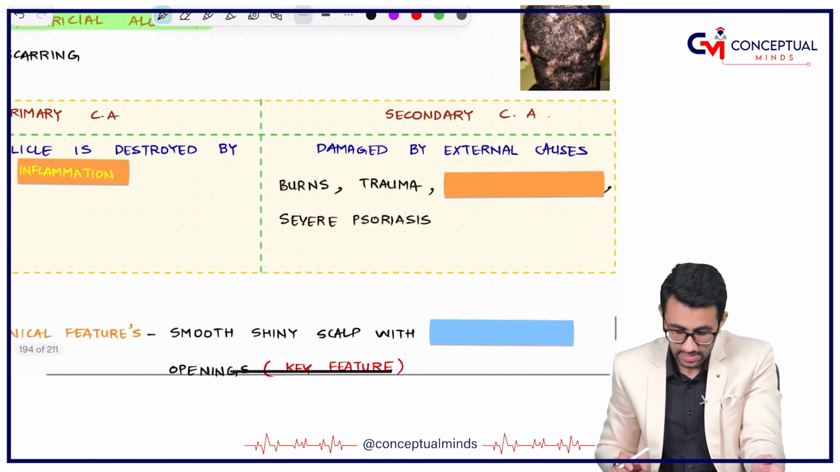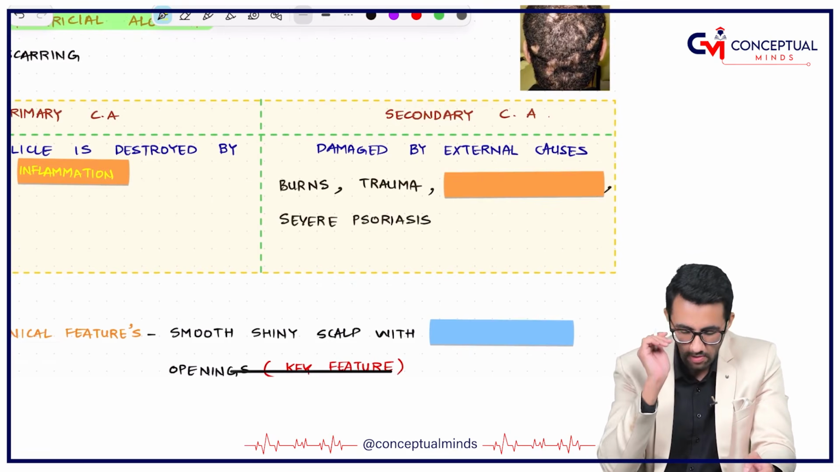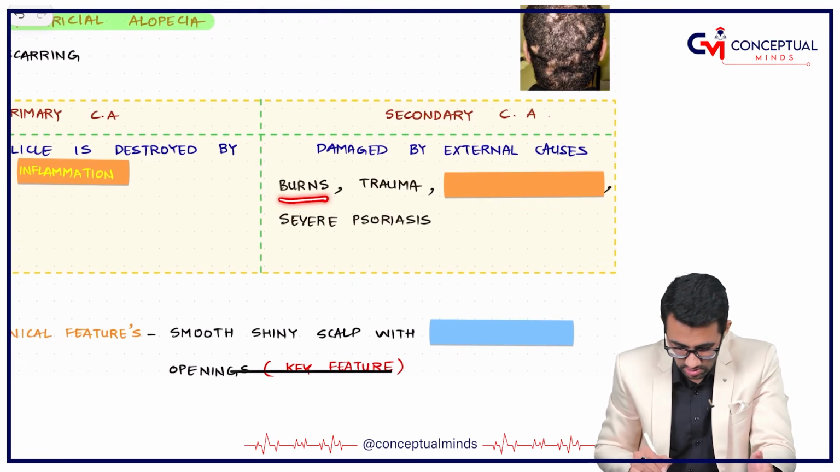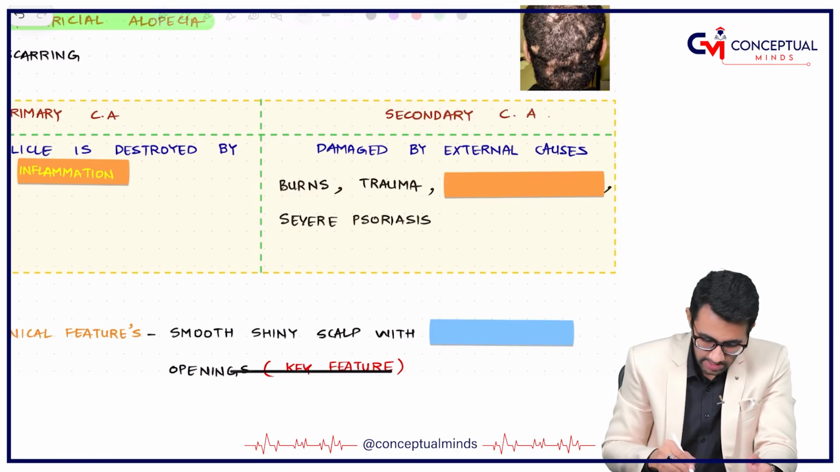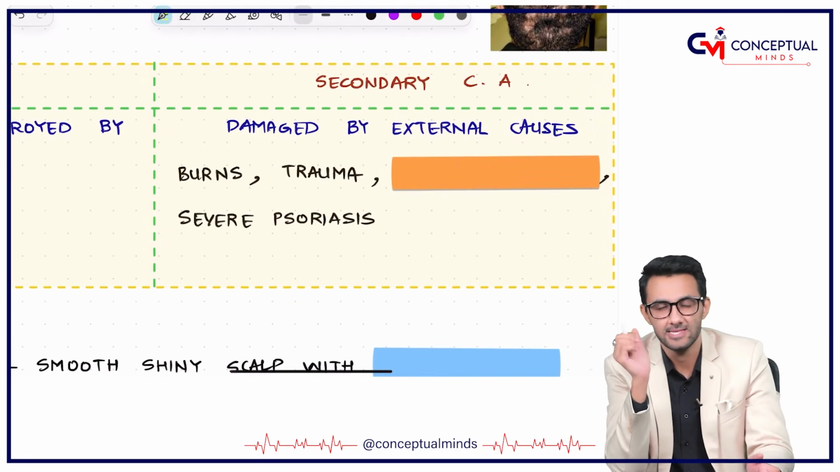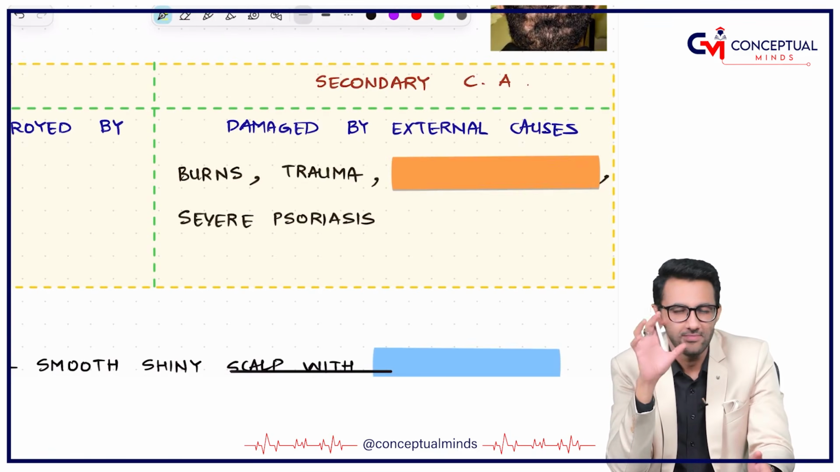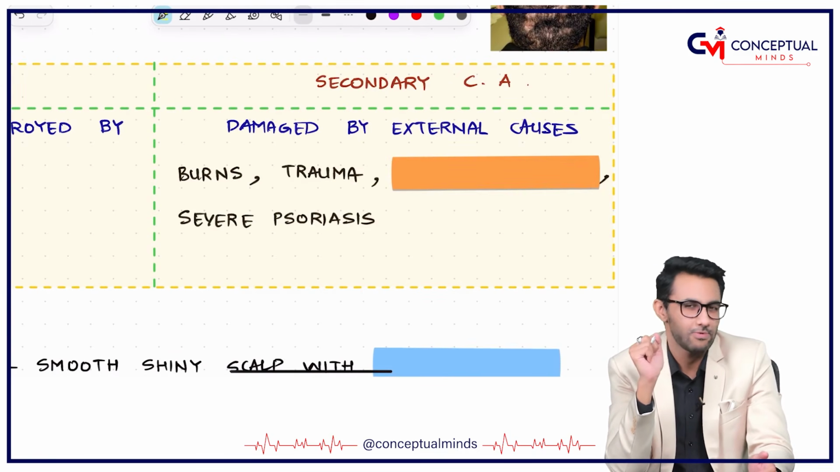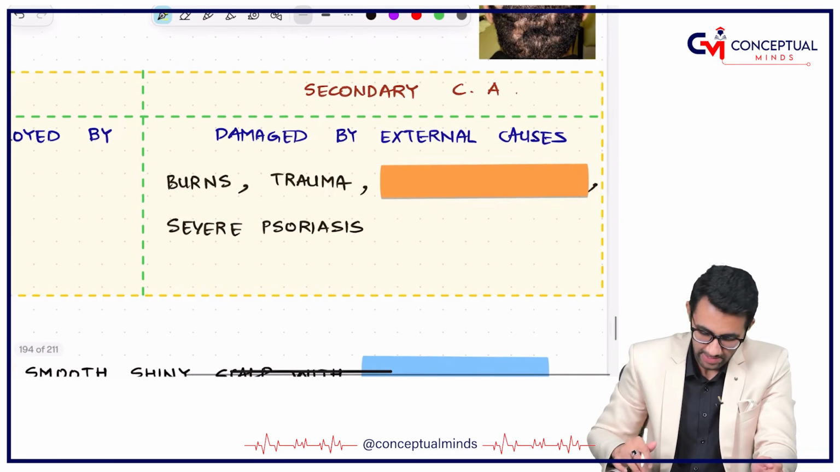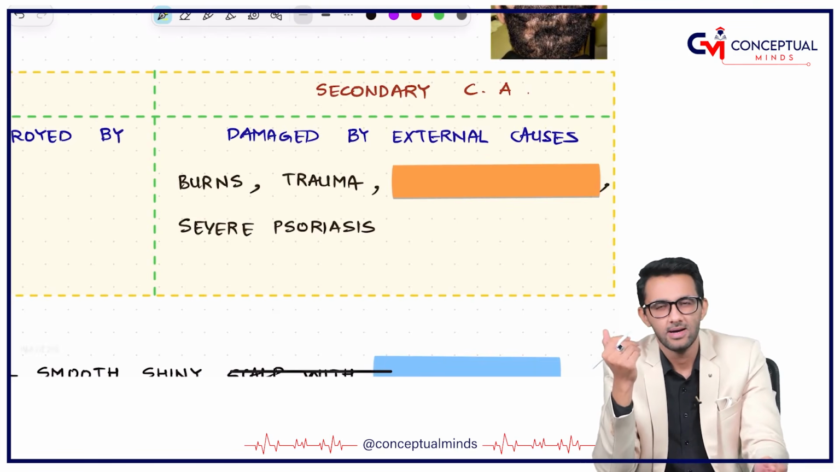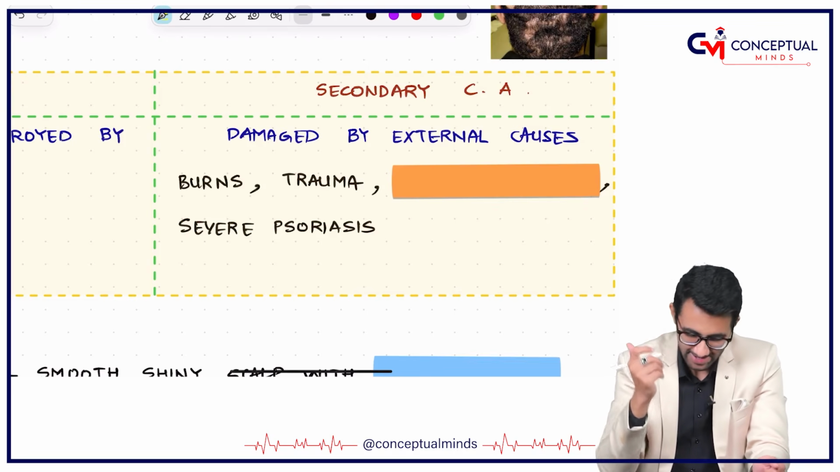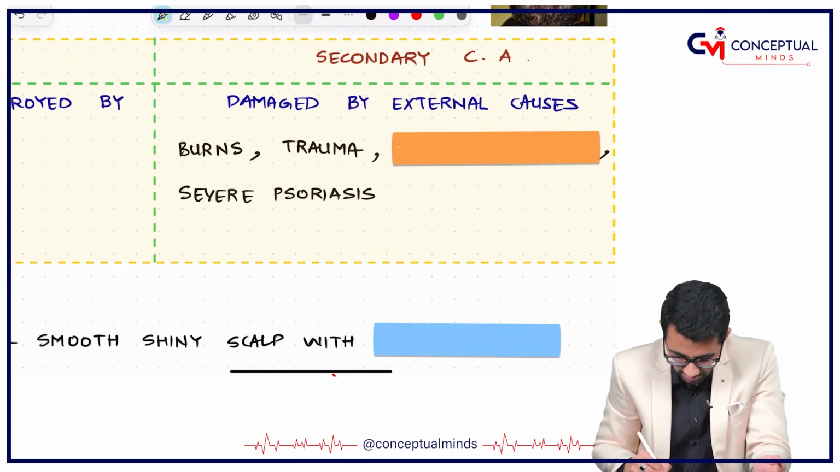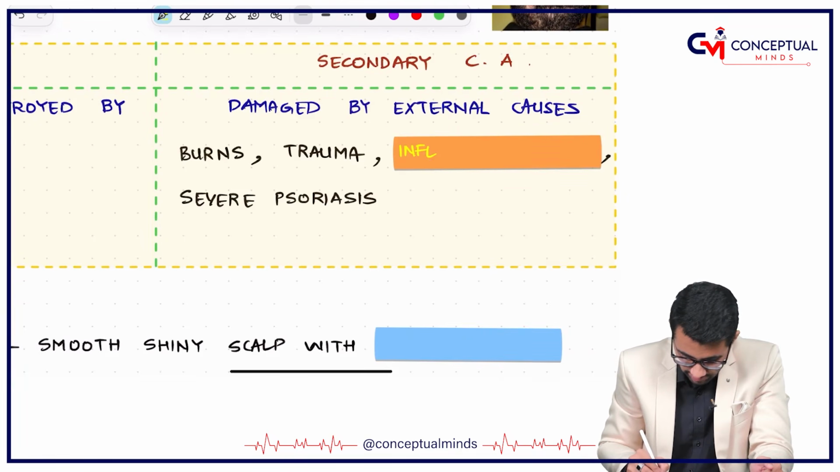In the secondary cicatricial alopecia, there could be burns, trauma, and also severe psoriasis. One more thing I wanted to write is infection. Boggy swelling: what was that boggy swelling? We spoke about it in detail in the bacterial infections. I hope you're getting that image in your mind. In a couple of pages we will be meeting it again, but until then we just write it up. It could be because of inflammation.